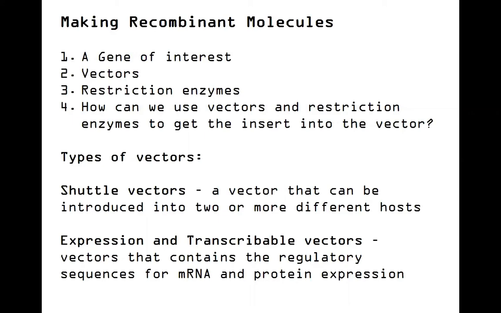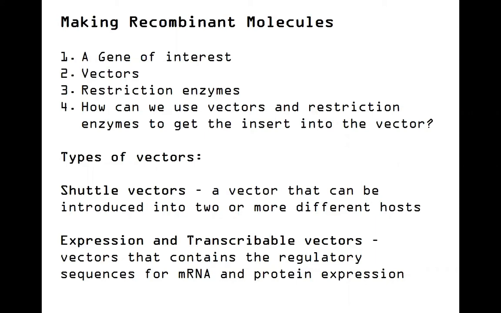There are a couple of types of vectors that we're going to be talking about. When we talk about a vector, what we really mean a lot of the times is something like a plasmid, like we saw in the last video, where we were using these plasmids to make knockouts in yeast and mice. A vector is going to be used to hold the gene of interest for a couple of reasons.